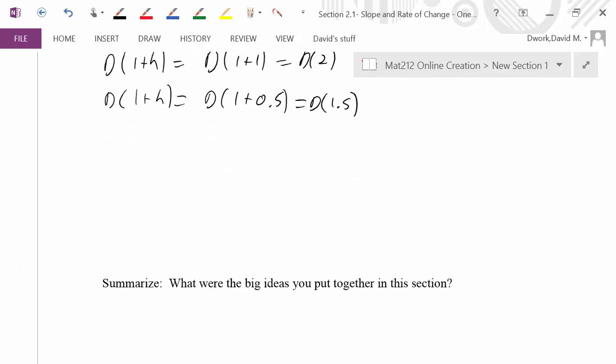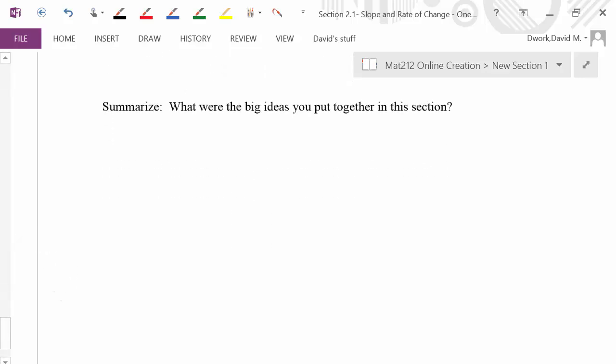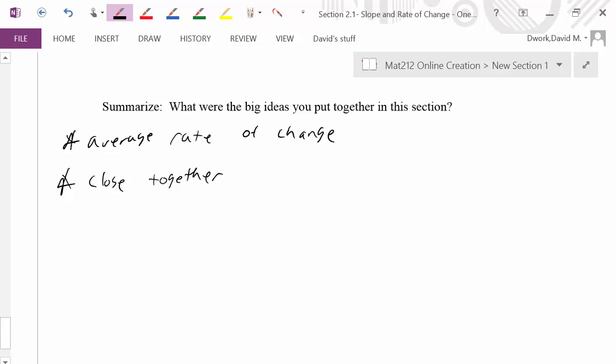So nonetheless, what were the big ideas of this section? Well, there are really two big ones. Average rate of change. How do you find it? How do you read it? What does it mean? And then what are we building towards if we make it so the two points are very close together? Well, instead of talking about average rate of change, we're getting to the idea of something happening at an instant, or instantaneous rate of change.